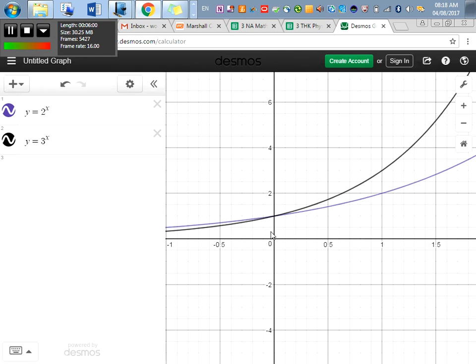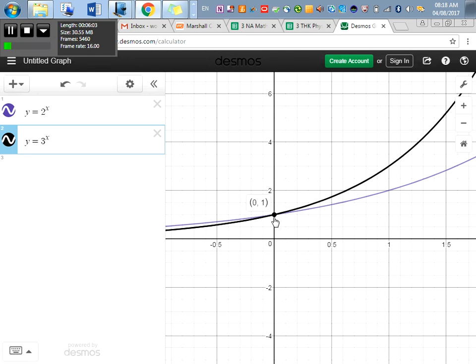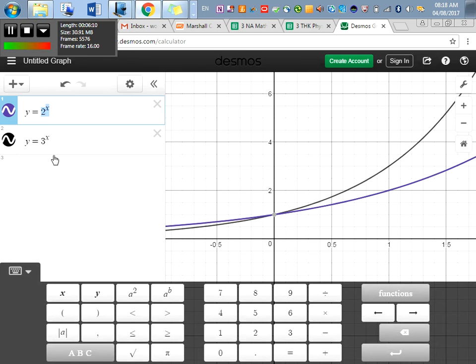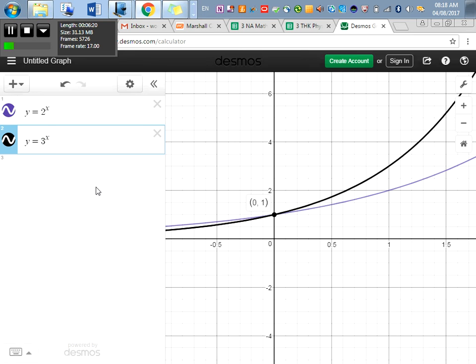And notice over here that they both intersect the y-axis at the same point, 0, 1. Why is that so? Because when x is equals to 0, y will be equals to 1. Over here, when x equals to 0, y is equals to 1 again. Anything to the power of 0 gives you 1. So that is the reason why they intersect at the same point.